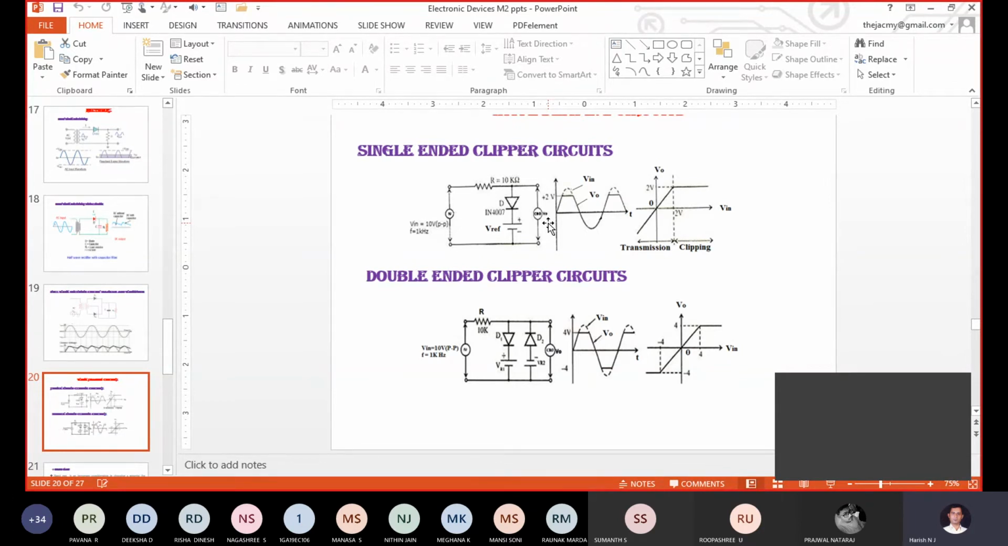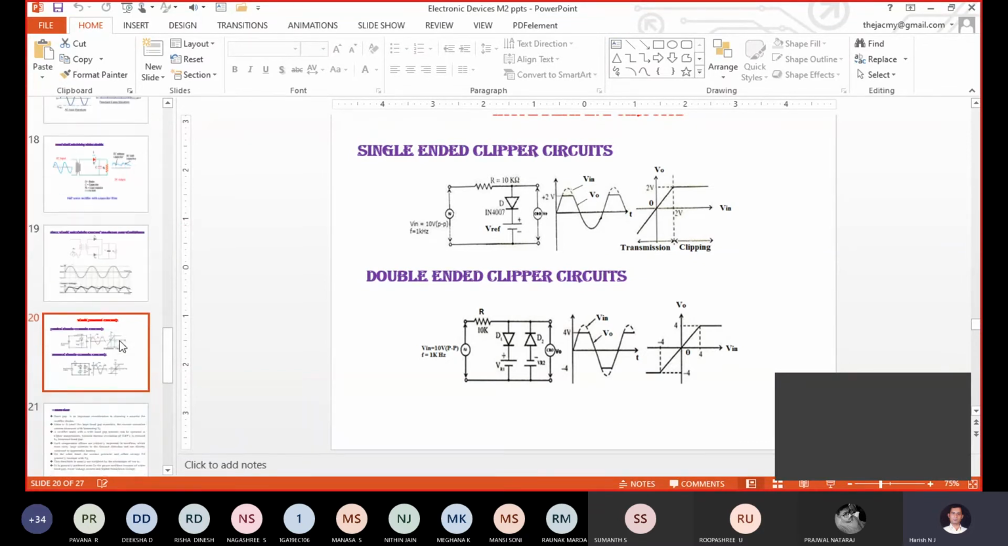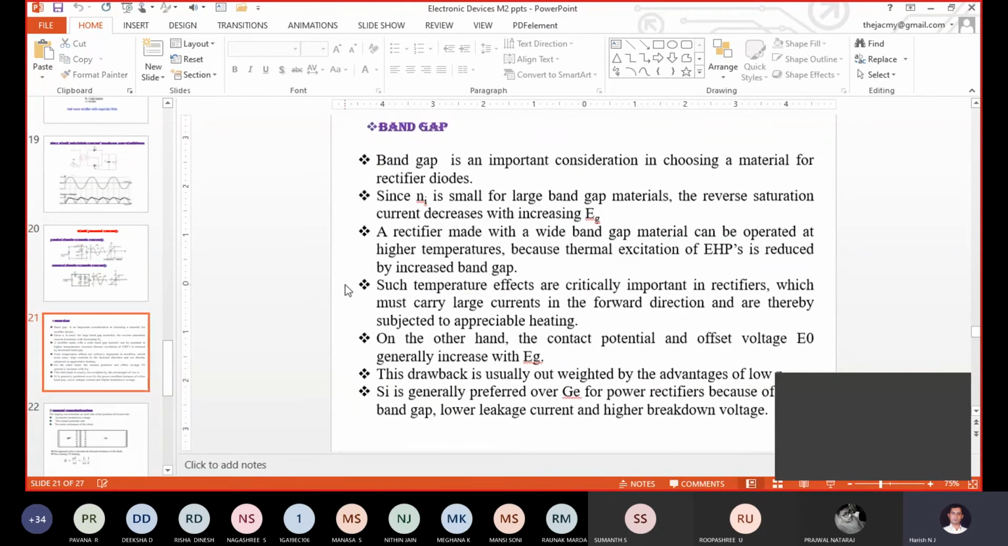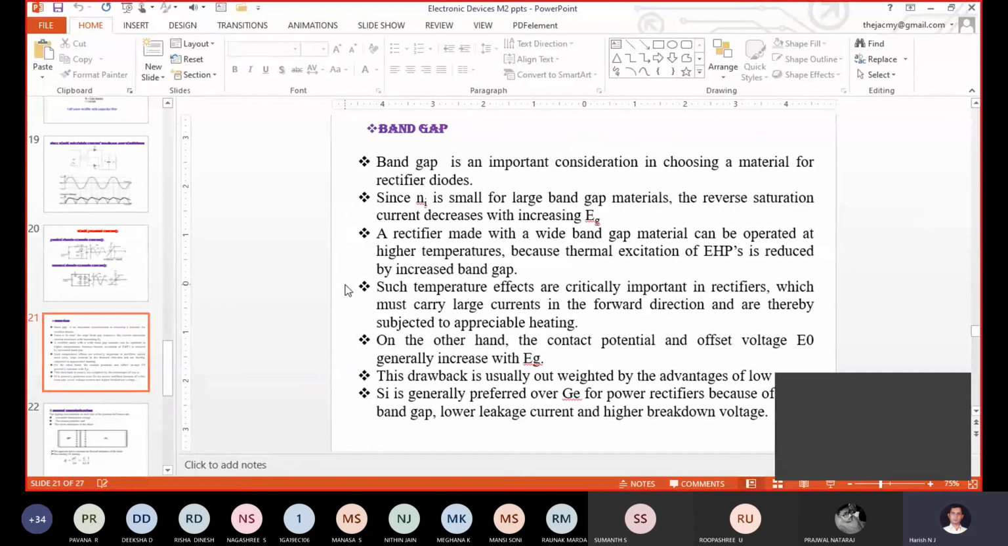Correct. So now let us take some parameters. Next we will move to the next parameter, how we can enhance some of the parameters of the practical diode. The first technique is band gap. With the help of band gap, which parameter are you going to enhance? At the same time, what is the drawback of that?